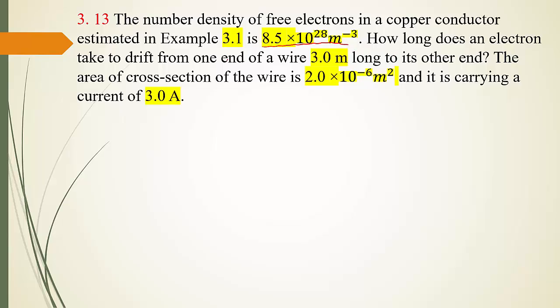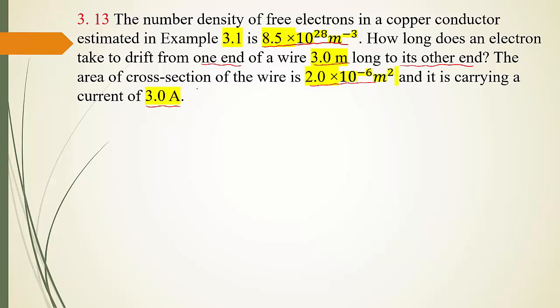How long does an electron take to drift from one end of a wire 3 meter long to its other end? The area of cross section of the wire is given 2 into 10 raised to minus 6 meter square and it is carrying a current of 3 ampere.